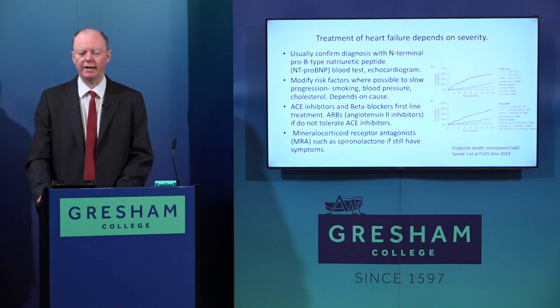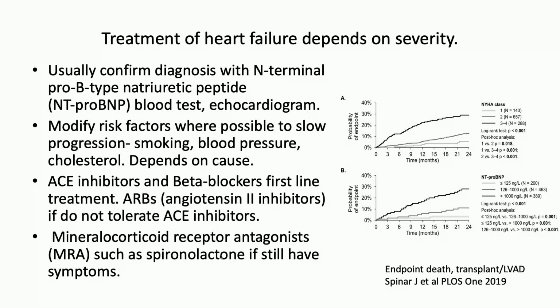How to treat heart failure depends on how severe it is. Normally, there is now a test to diagnose it. So I've written it out here. BNP is N-terminal pro-B type BNP, and an echocardiogram. So a blood test and an echocardiogram will usually be used to diagnose it. And the echocardiogram also helps to say, is this a muscle problem or is this a valve problem in particular?